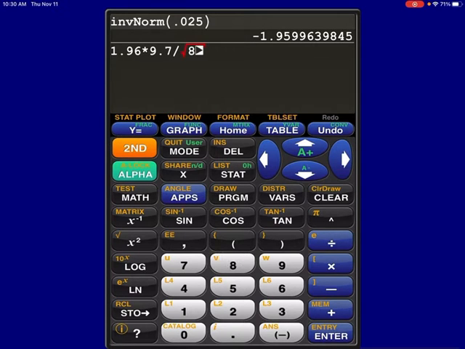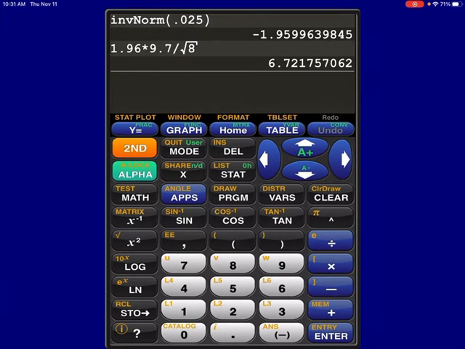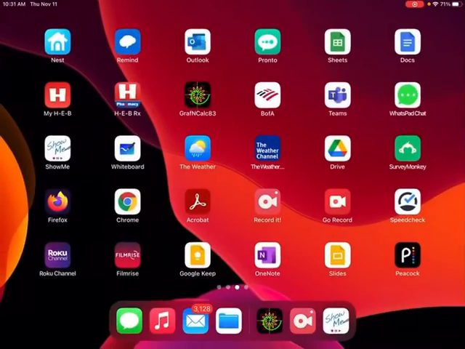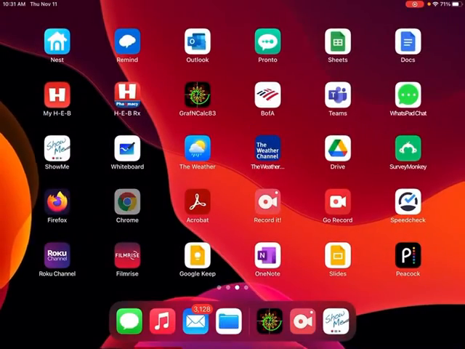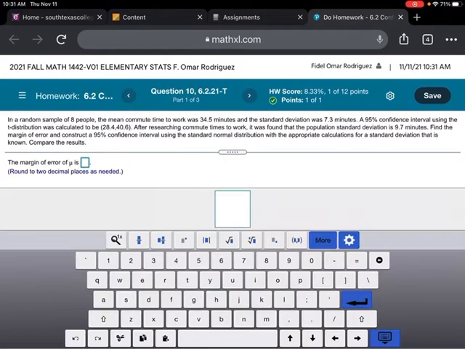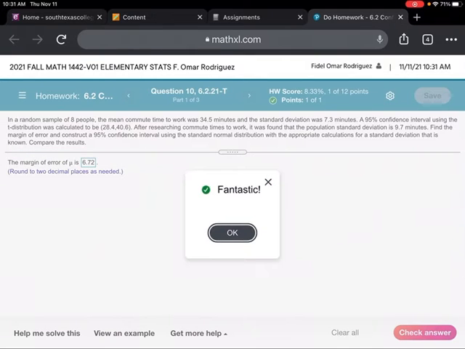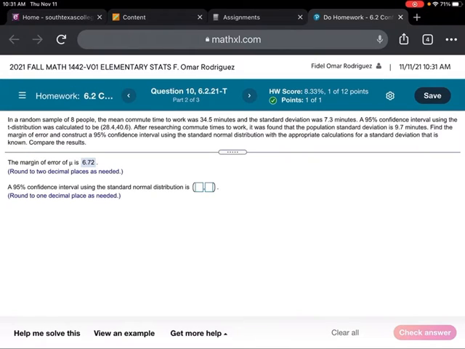1.96 times 9.7 divided by the square root of 8. And I'm coming up with 6.72. So my error is 6.72, and it was asking me to go to 2 decimal places. And so I'm going to come back to my original problem right here, y'all, and I'm going to type in 6.72. And we got that part.